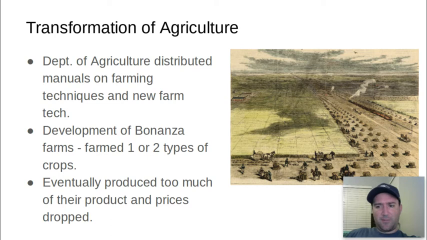I mentioned last time the development of bonanza farming, which they would focus on 1 or 2 types of crops, and typically wheat was one of those crops. So the production of food increases significantly as a result of the Homestead Act, as well as some of the innovations in agriculture that we talked about last time. And by doing so, it allowed population growth to increase. But they also were able to produce so much food that prices dropped so much.